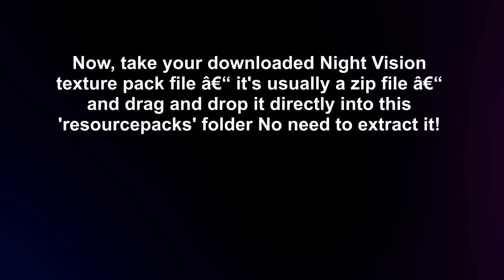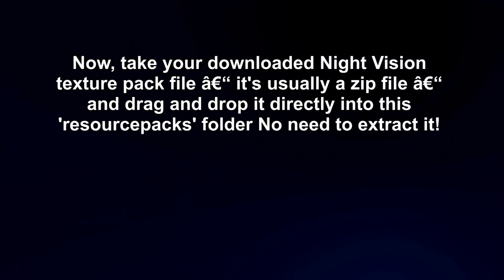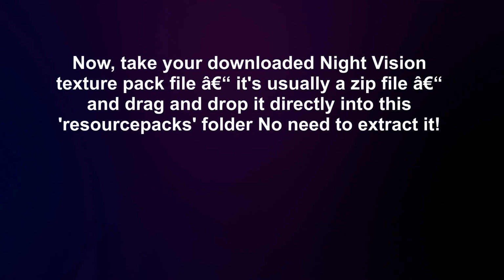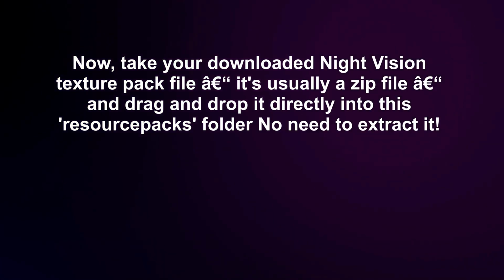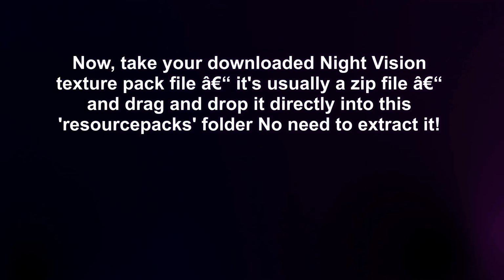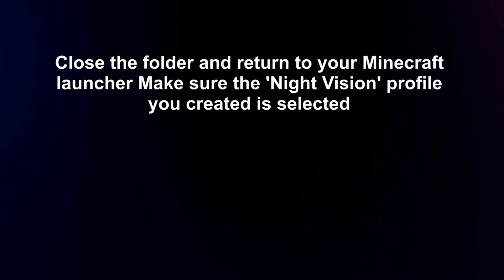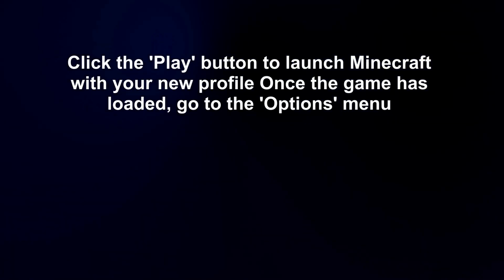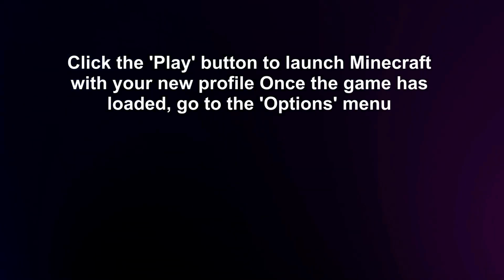Open this folder. Now, take your downloaded Night Vision texture pack file, it's usually a zip file, and drag and drop it directly into this Resource Packs folder. No need to extract it. Close the folder and return to your Minecraft launcher. Make sure the Night Vision profile you created is selected. Click the play button to launch Minecraft with your new profile.